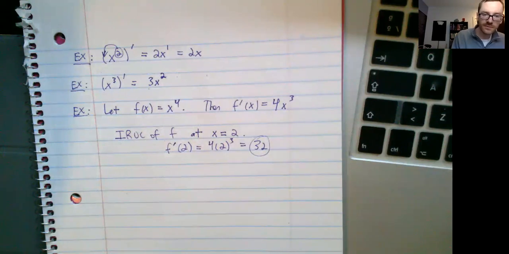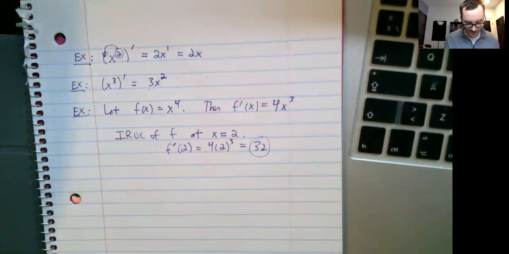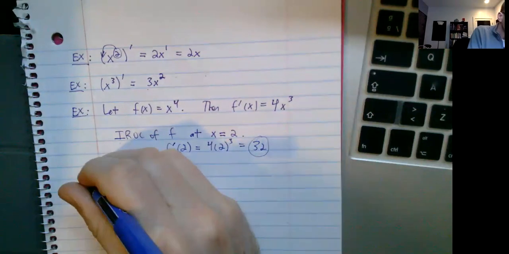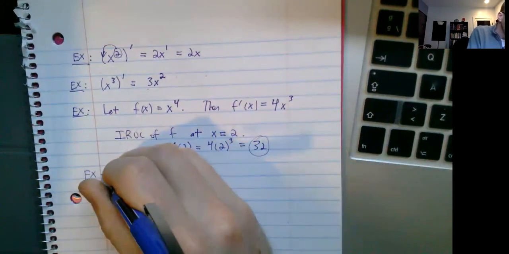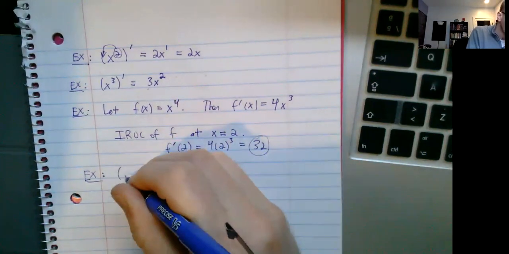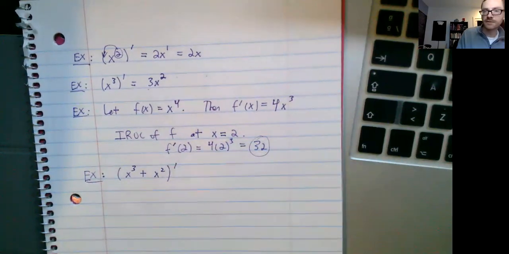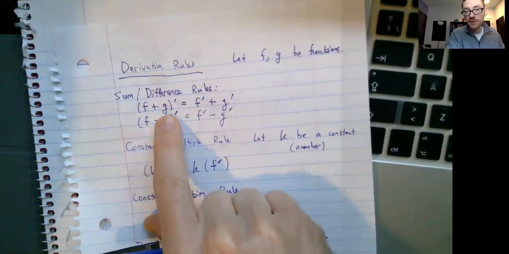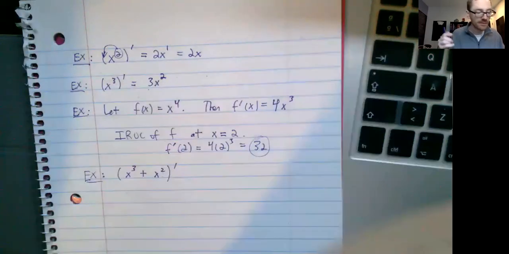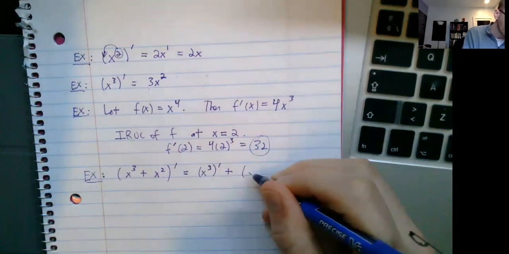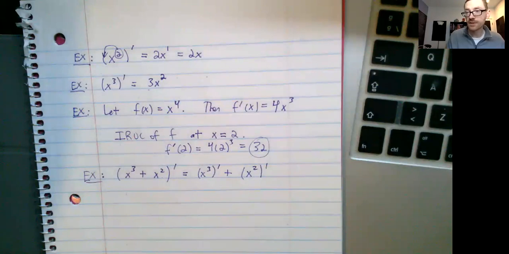These are all examples of the power rule, which was the last derivative rule that I put on here, but there's a bunch of other rules, like the sum and difference rule. So let's put some of those into practice. Let's say I want to know the derivative of x to the third plus x squared. The sum rule says that if you've got two functions being added together, all you have to do is take the derivative of each term separately. So that's the derivative of x to the third plus the derivative of x squared.